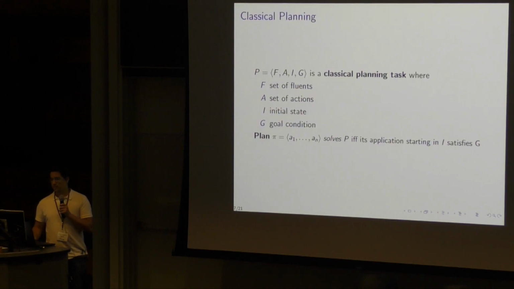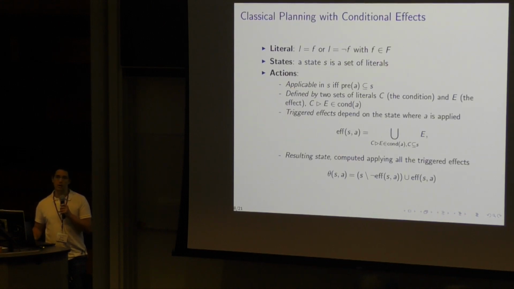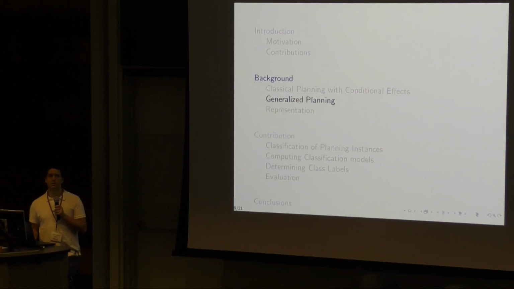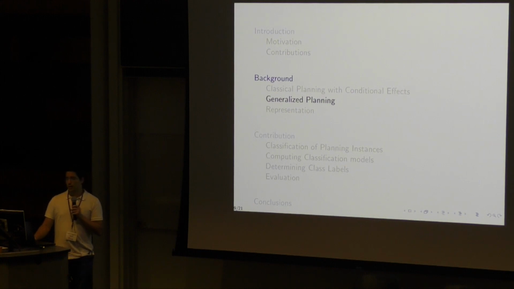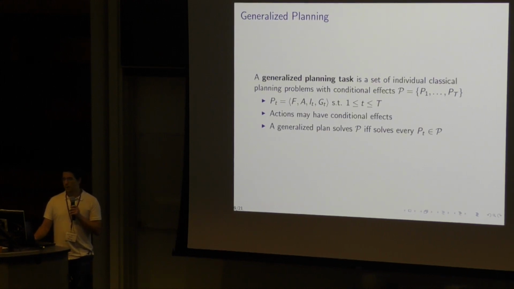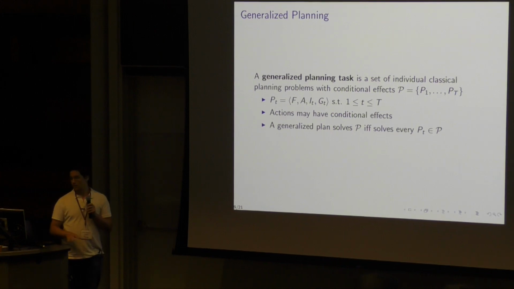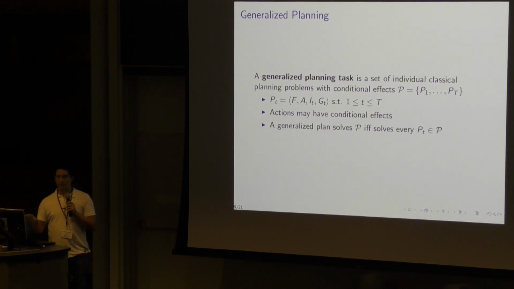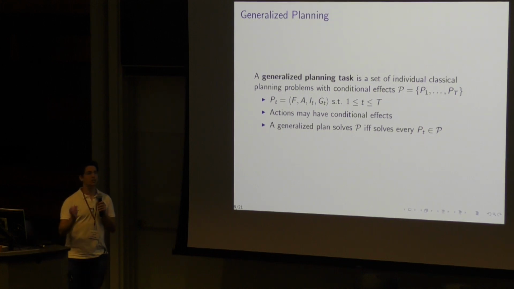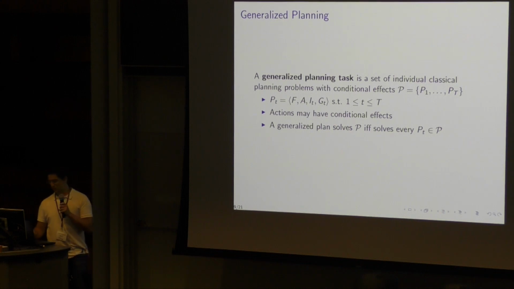This is the model we use, classical planning, and we apply an extension of conditional effects to allow branching and conditional loops. For generalized planning, we understand a generalized planning task as a set of planning instances where each one of them shares the same fluents and actions, but they may have different initial and goal states. Actions may have these conditional effects as we introduced, and we consider that a generalized plan solves the generalized planning task if it solves each one of the classical planning instances it contains.